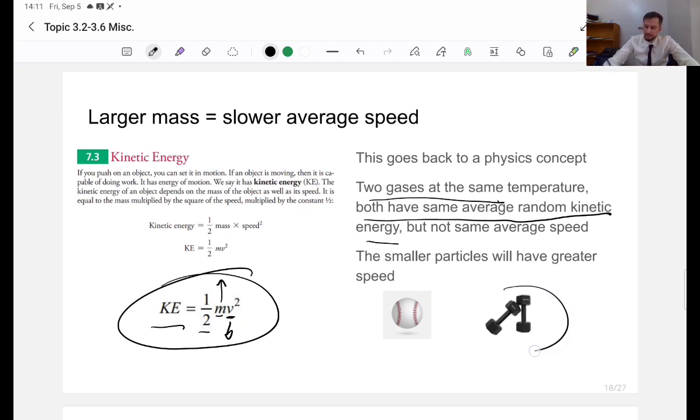Same thing, if you take a dumbbell and a little ball and you throw them with the same amount of energy, give them the same amount of kinetic energy, which is going to move faster? The little ball, duh, right? The dumbbell's not going to get very far, even if you're Arnold Schwarzenegger 2.0. It's just not going to go very far because it has more mass. And so at the same amount of kinetic energy, the velocity will be less.